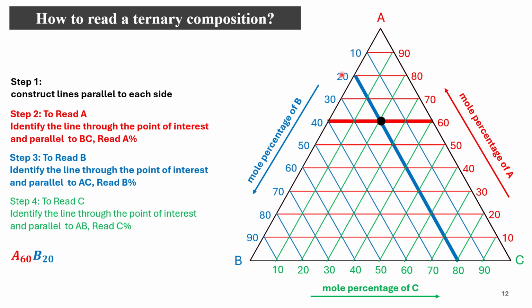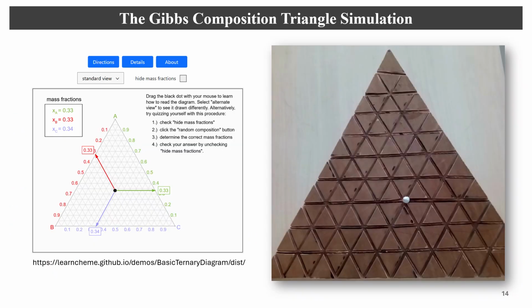You don't need to do step 4 for C actually, because the total should be 100. That means C should be 20. If you want to do that, we need to draw a parallel line to AB. To read C, we need to identify a parallel line to the other 2, that means the AB side. So you can see, you can identify this is the line and C is actually 20. So that means this particular point composition is A60, B20 and C20. This is the way we should identify the composition.